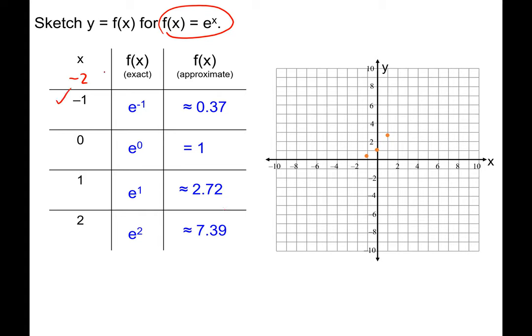The point of given all the pairs, negative one corresponds to 0.37. So this negative one here, get that point. And then zero is one right here. And then one is 2.72 is right here. And as you can see, two is 7.39. So go up here. And you're connecting all those four points, and then you get this exponential function with base e. Yeah. You extend it in both directions.